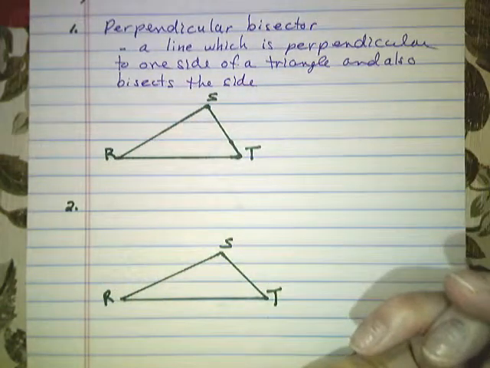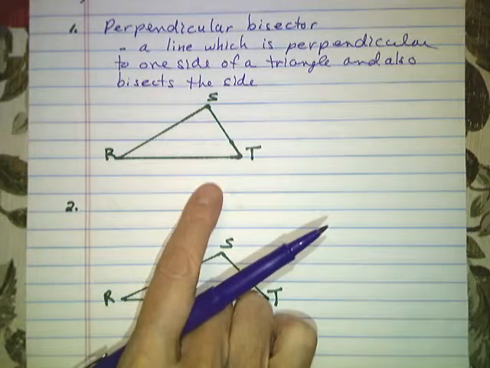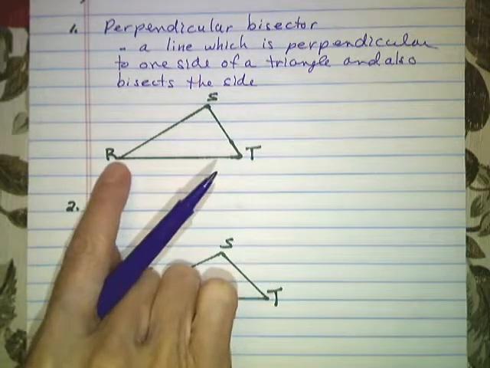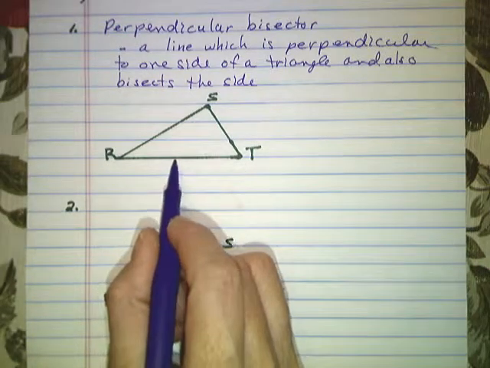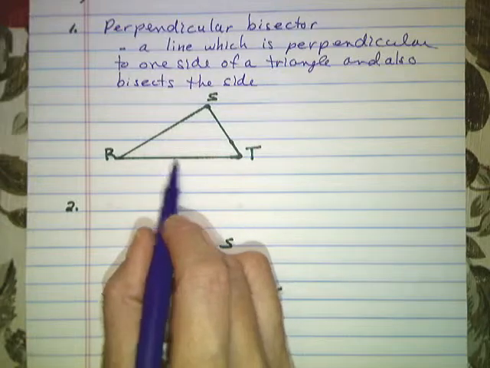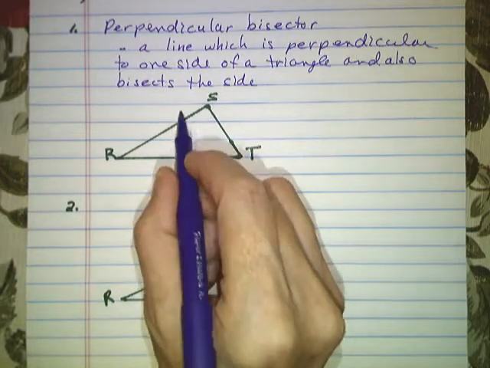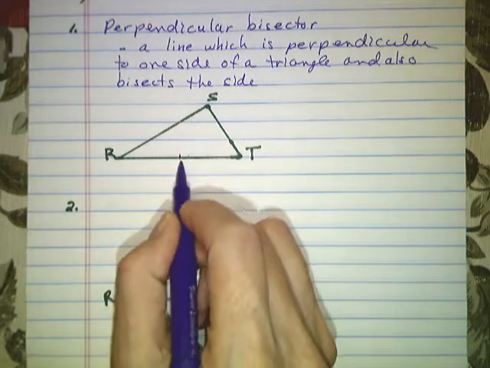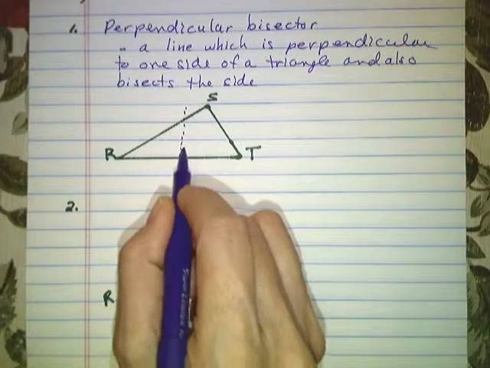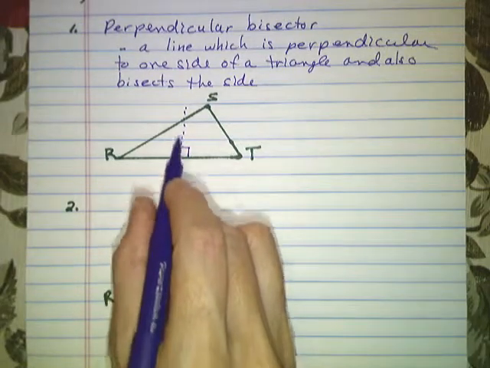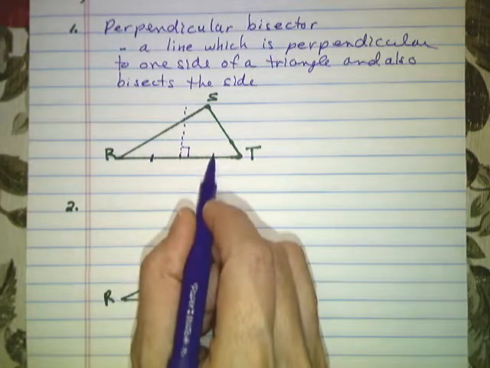Okay, so if I wanted to draw a perpendicular bisector for side RT on triangle RST, I would have to find the midpoint, and for this triangle we're just going to eyeball it. The center, or the middle, of the segment RT is right about there. So we would draw a line perpendicular to RT through this point. Okay, so you would have your perpendicular line and it bisects, or cuts in half, RT.